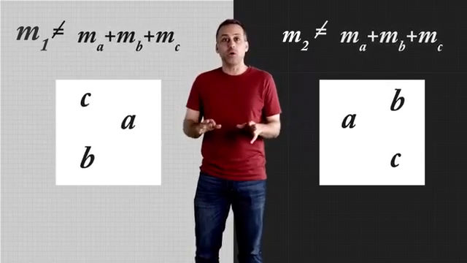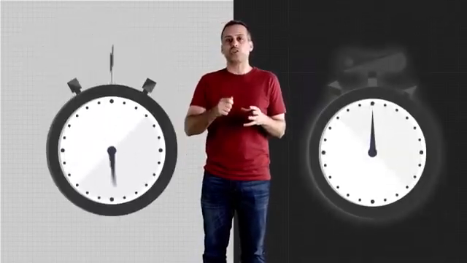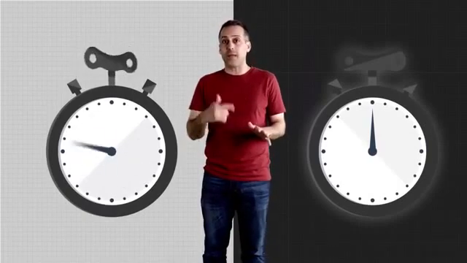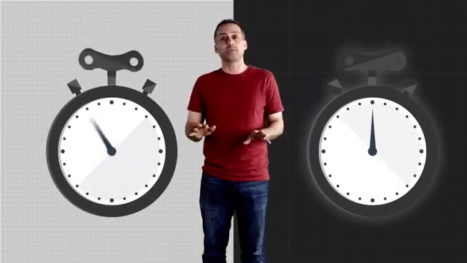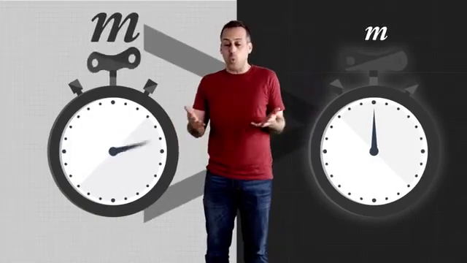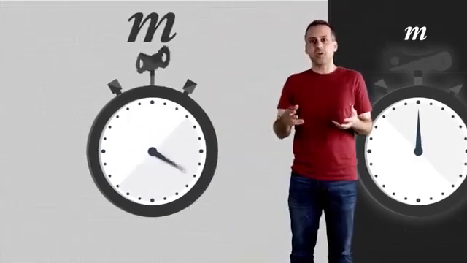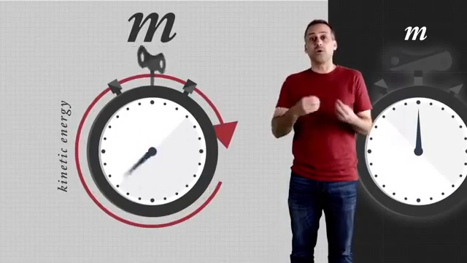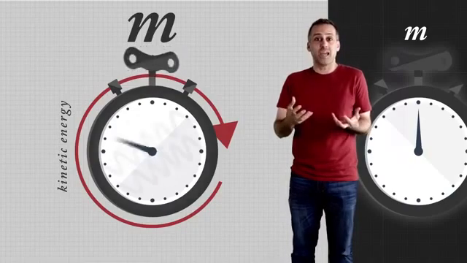Here's a concrete example. Imagine two wind-up watches that are identical atom for atom, except that one of them is fully wound up and running, but the other one has stopped. According to Einstein, the watch that's running has a greater mass. Why? Well, the hands and gears in the running watch are moving, so they have some kinetic energy. There are also wound-up springs in the running watch that have potential energy.